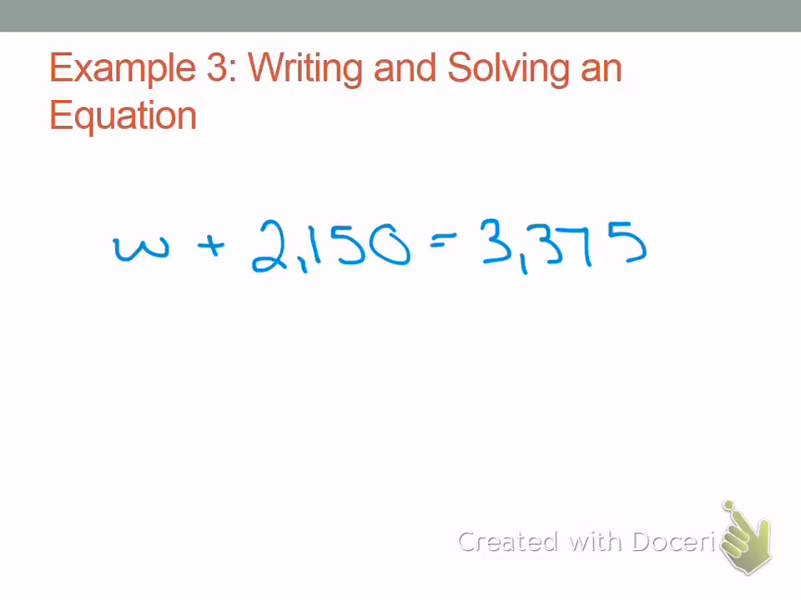So on your homework tonight, on these problems, you need a variable, an operation, which would be addition here, and then your total. So I have an equation, and now how do I solve for W? How do I solve? Subtract what?